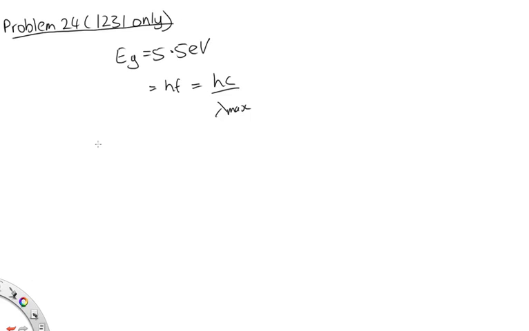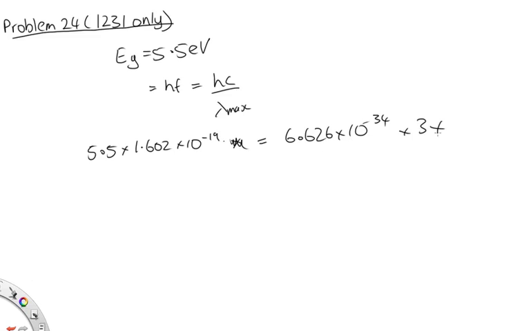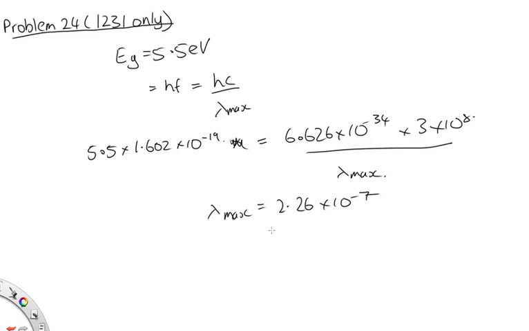So let's solve this. We've got 5.5 times 1.602 times 10 to the minus 19. This is just converting the energy in electron volts into joules by multiplying by the charge on an electron. This is equal to 6.626 times 10 to the minus 34 times 3 times 10 to the 8 over lambda max. Solving this on the calculator for lambda max, we get 2.26 times 10 to the minus 7 meters, which is equal to 226 nanometers.